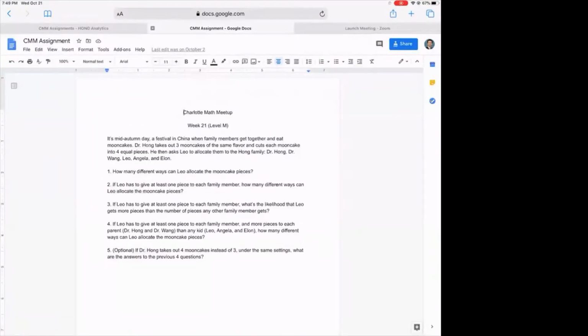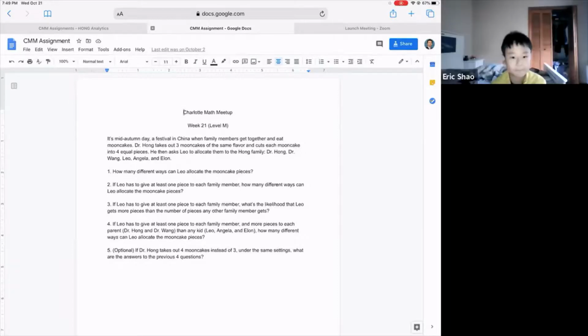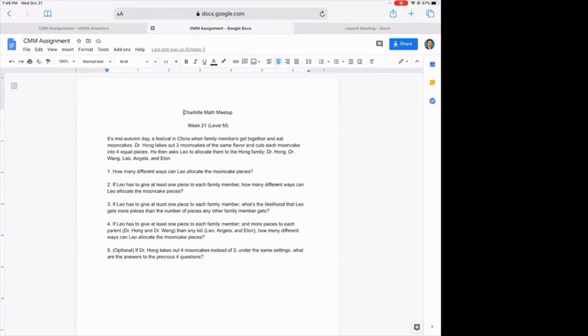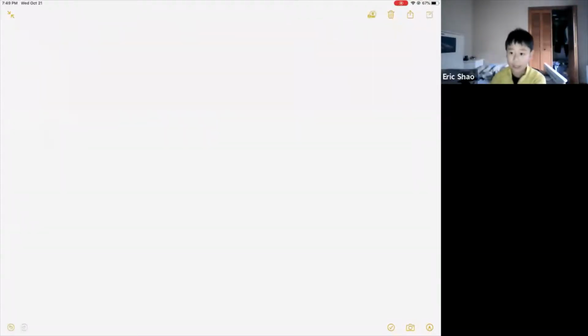Let's first go over number three. Number three says Leo has to give at least one piece to each family member, so that's the same condition as problem number two. And then it's asking what's the likelihood Leo gets more pieces than any other member gets. So we have five people and Leo gets more than any of the other four. Yesterday we noted that there were 330 ways to distribute it if everybody has to get one. Can you briefly review how we got 330?